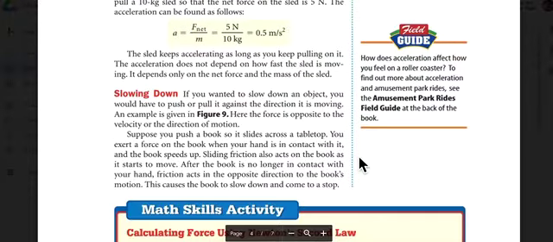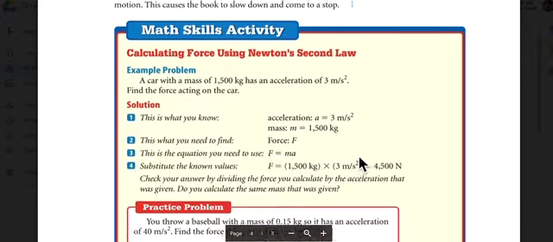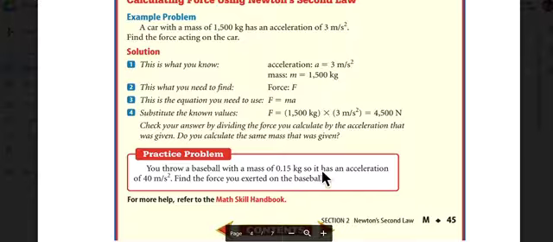Slowing down. If you want to slow down an object, you would have to push or pull it against the direction that it is moving. An example is given in figure 9. Here, the force is opposite to the velocity, in the direction of the motion. Suppose you push a book so it slides across a tabletop. You exert a force on the book when your hand is in contact with it, and the book speeds up. Sliding friction also acts on the book as it starts to move. After the book is no longer in contact with your hand, friction acts in the opposite direction to the book's motion. This causes the book to slow down and come to a stop. Here's a practice math problem if you'd like to figure that out.